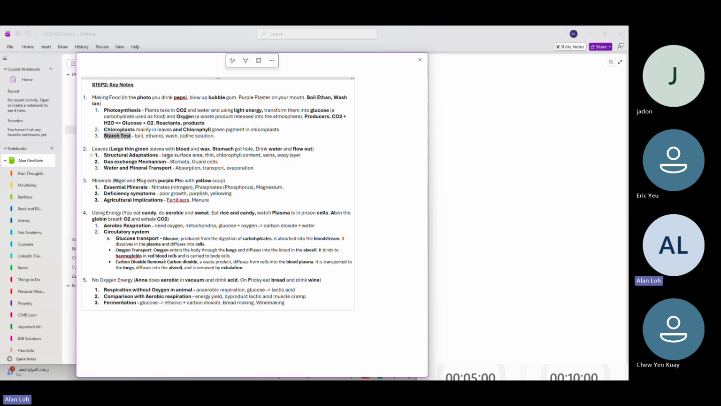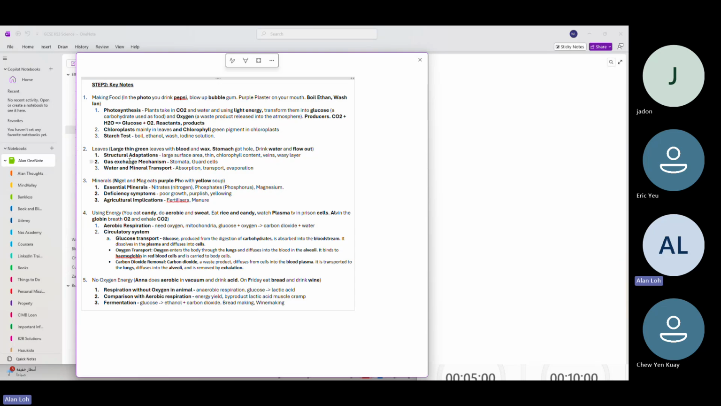Okay, then there's a starch test, and what does this starch test test? We will know it later, but there is something related to, you have to boil something, you have to use ethanol, you have to wash something, and you have to use the iodine solution. You will know it later. If you don't know it now, it's fine, because that is normal.